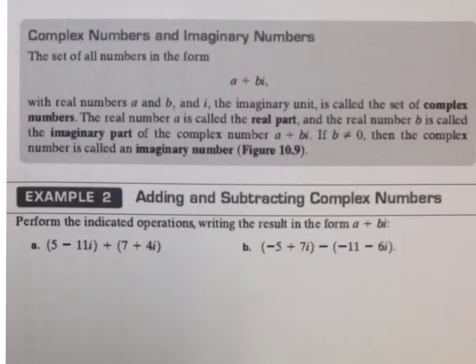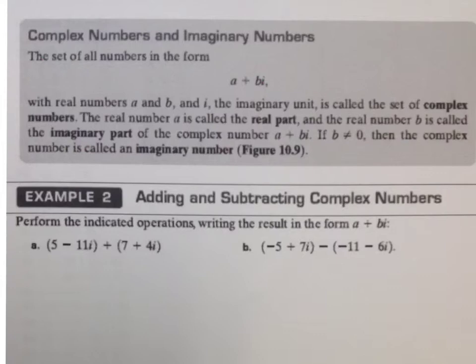And it goes on to say, with real numbers a and b and i, the imaginary unit, it's called the set of complex numbers. The real number a is called the real part, and the real number b is called the imaginary part of the complex number a plus bi. If b is not equal to 0, then the complex number is called an imaginary number. So if we have 0i, it's really just 0 times i, which is just 0, so we'd have just the a, which would just be a whole number.